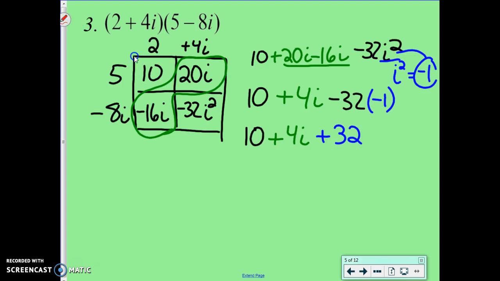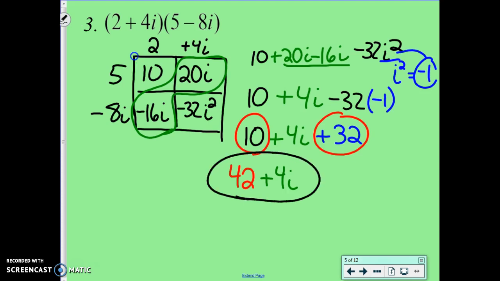I recognize these as like terms, the 10 and the 32. I combine them together and I get 42 plus 4i is my answer. Really, all the rest of the problems we're going to look at today are very similar.